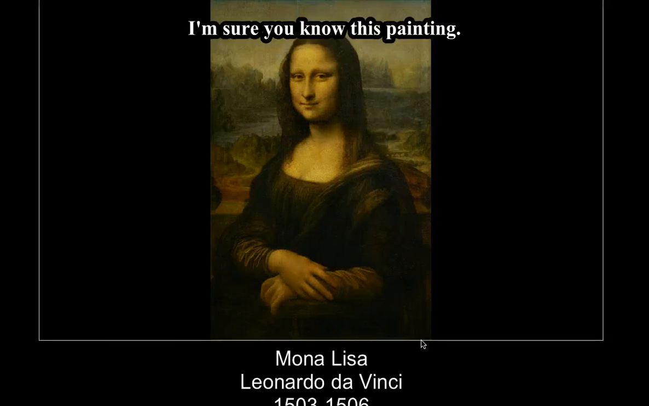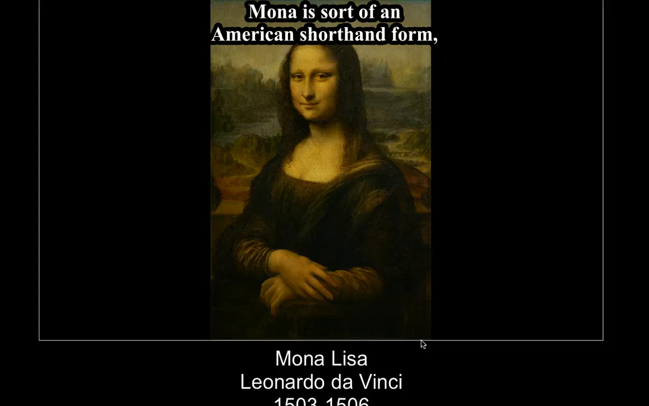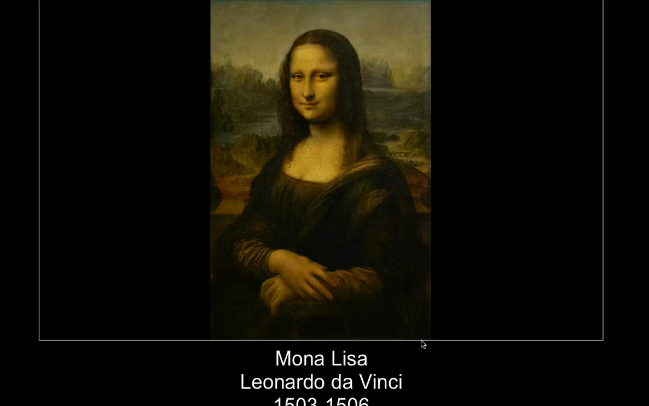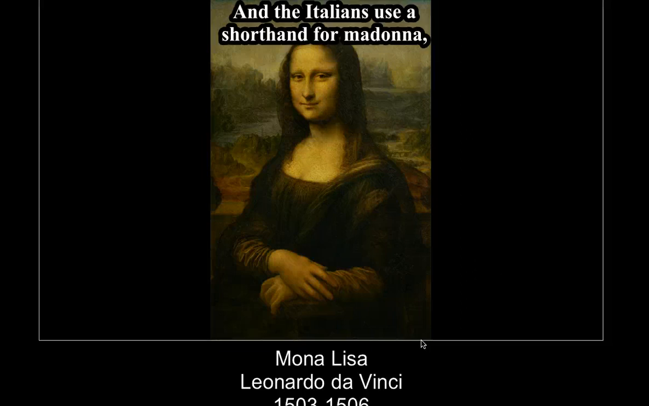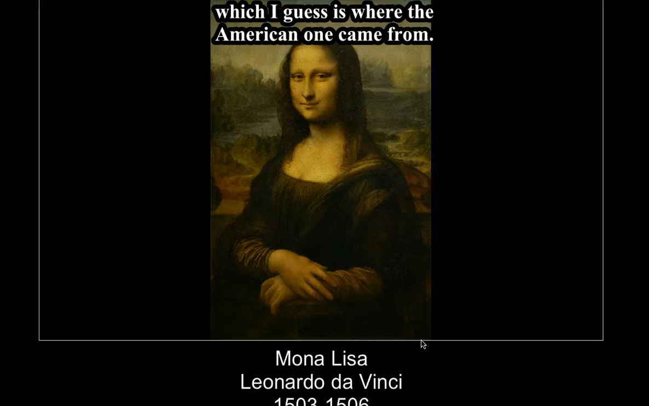I'm sure you know this painting. This is, of course, the Mona Lisa. Mona is sort of an American shorthand form, for whatever reason, of the word Madonna. And the Italians use a shorthand for Madonna, which is Monna with two N's in it, which I guess is where the American one came from.